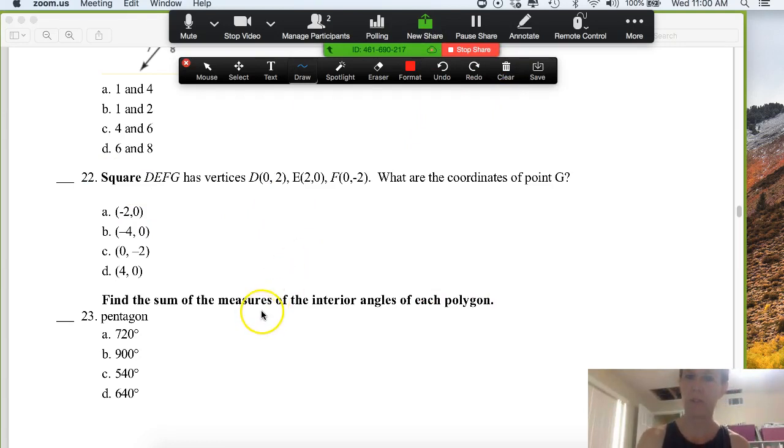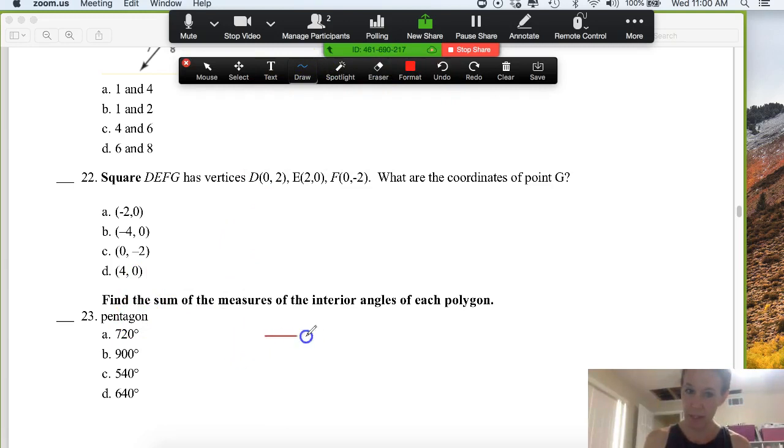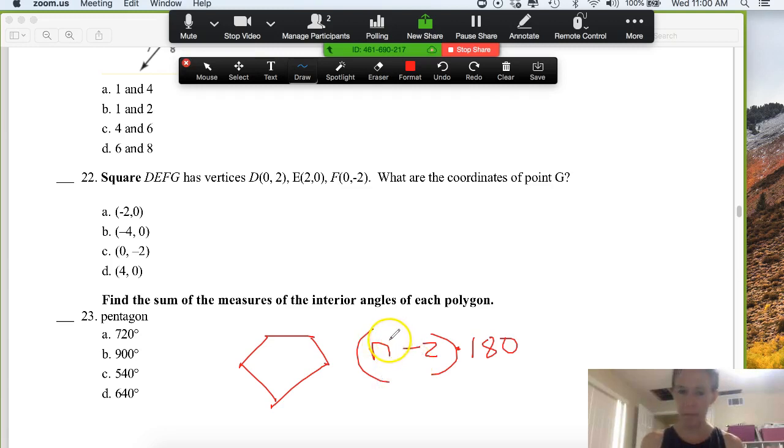Find the sum of the measures of the interior angles of each polygon. They ask specifically a pentagon. A pentagon is 5 sides, right? The sum of the interior angles is the number of sides minus 2, times 180. So if there's 5, we go 5 minus 2, which is 3, and 3 times 180 is 540.